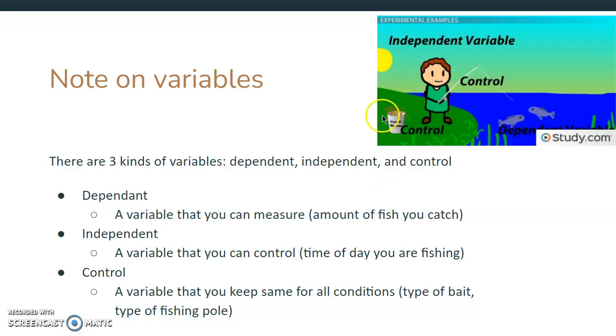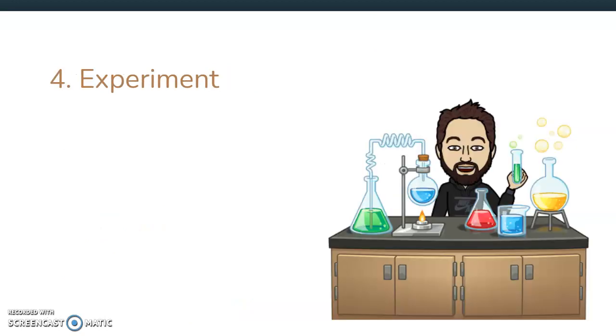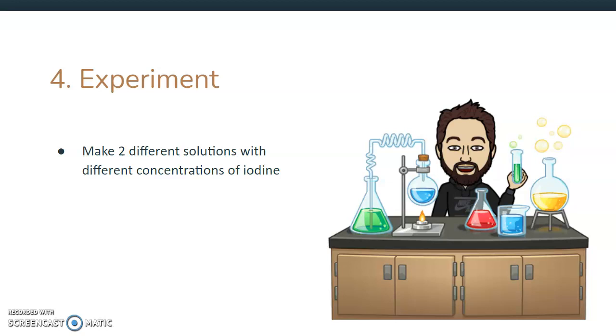Because let's say he changed the type of bait. Let's say in the morning he used worms, but at dinner time he used hot dogs. And he caught a lot more fish in the morning. He couldn't for sure say that it was because of the morning. Maybe fish only like worms and they don't like hot dogs. So we're confused on which variable caused the fish to bite more. So we want to keep the type of bait the same, or the type of fishing pole the same, as our control variables.